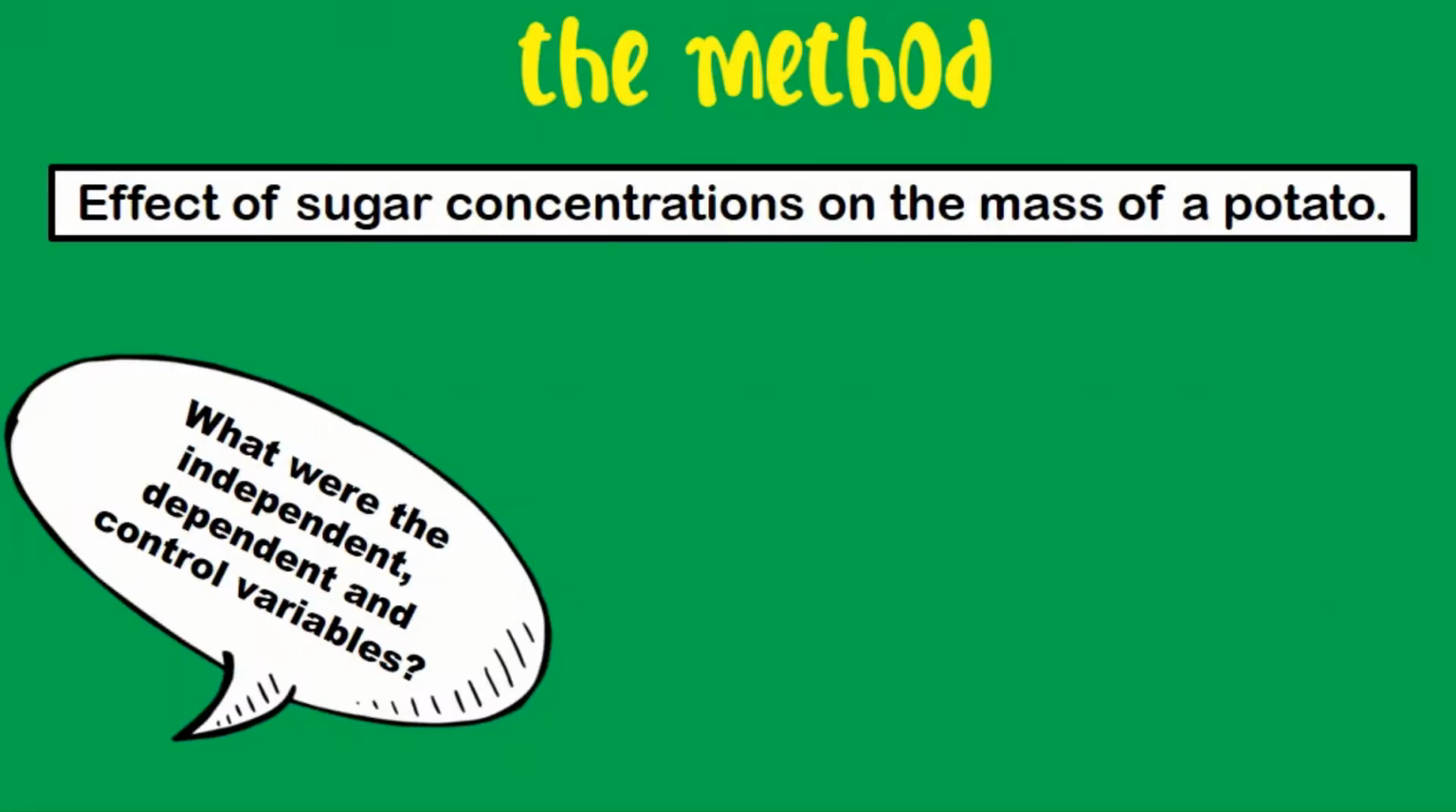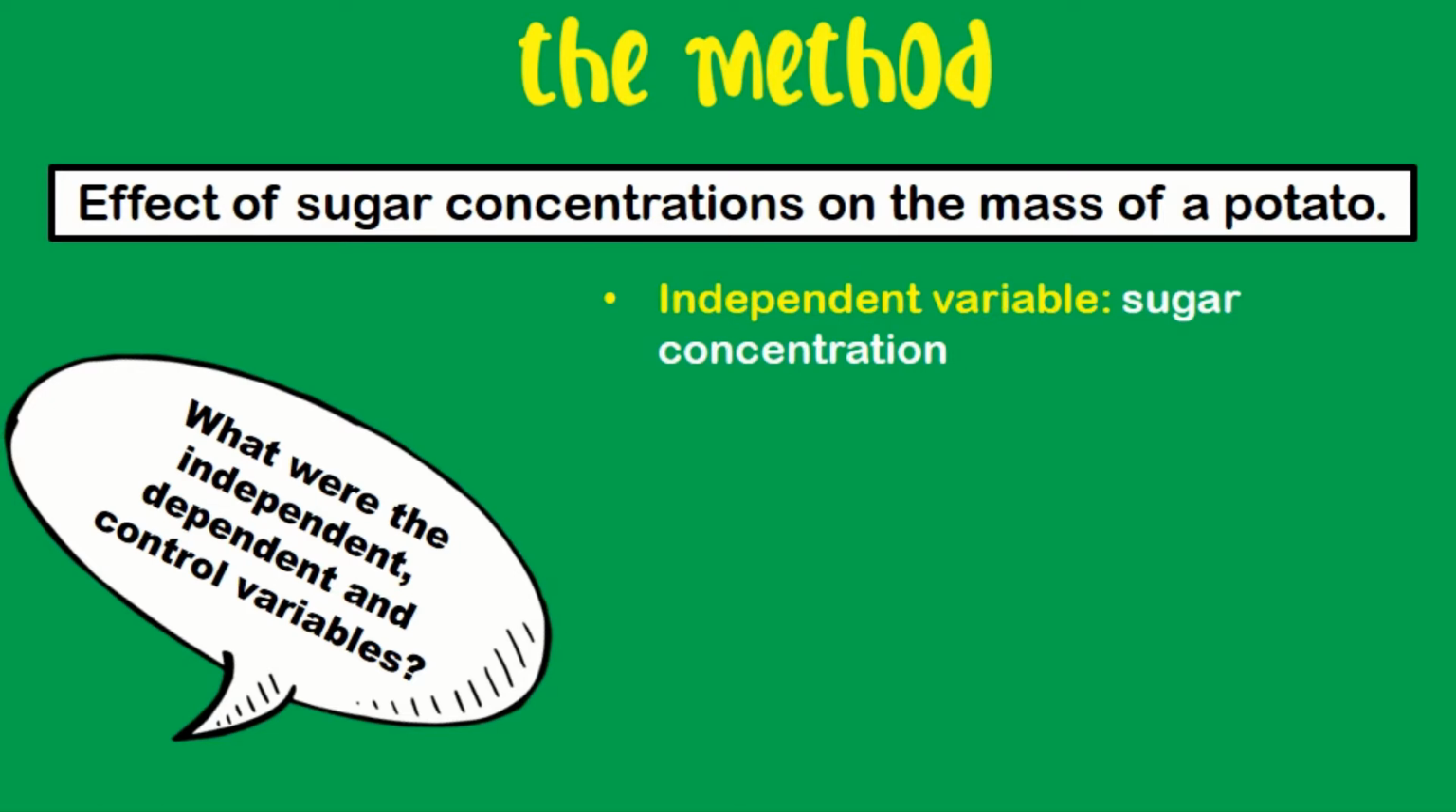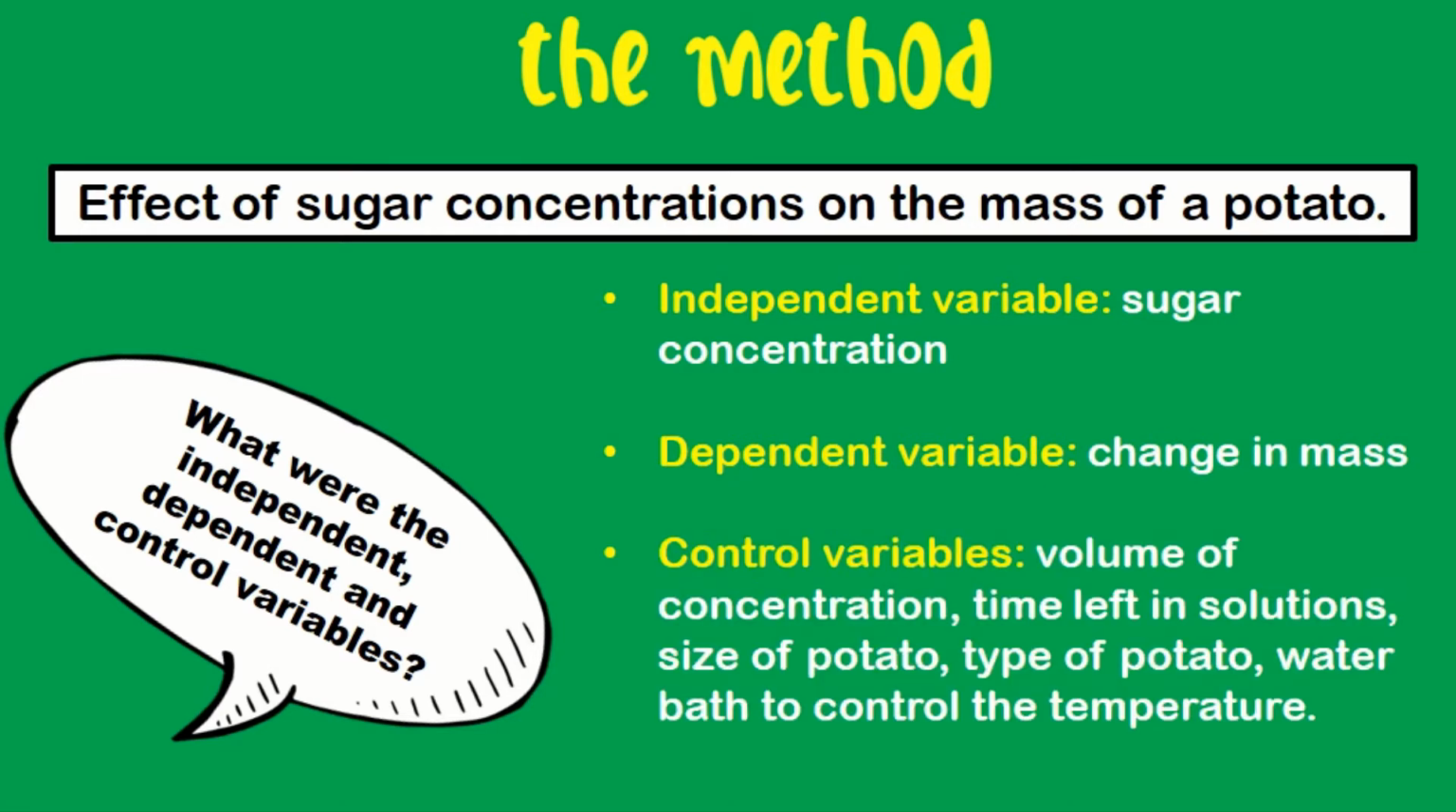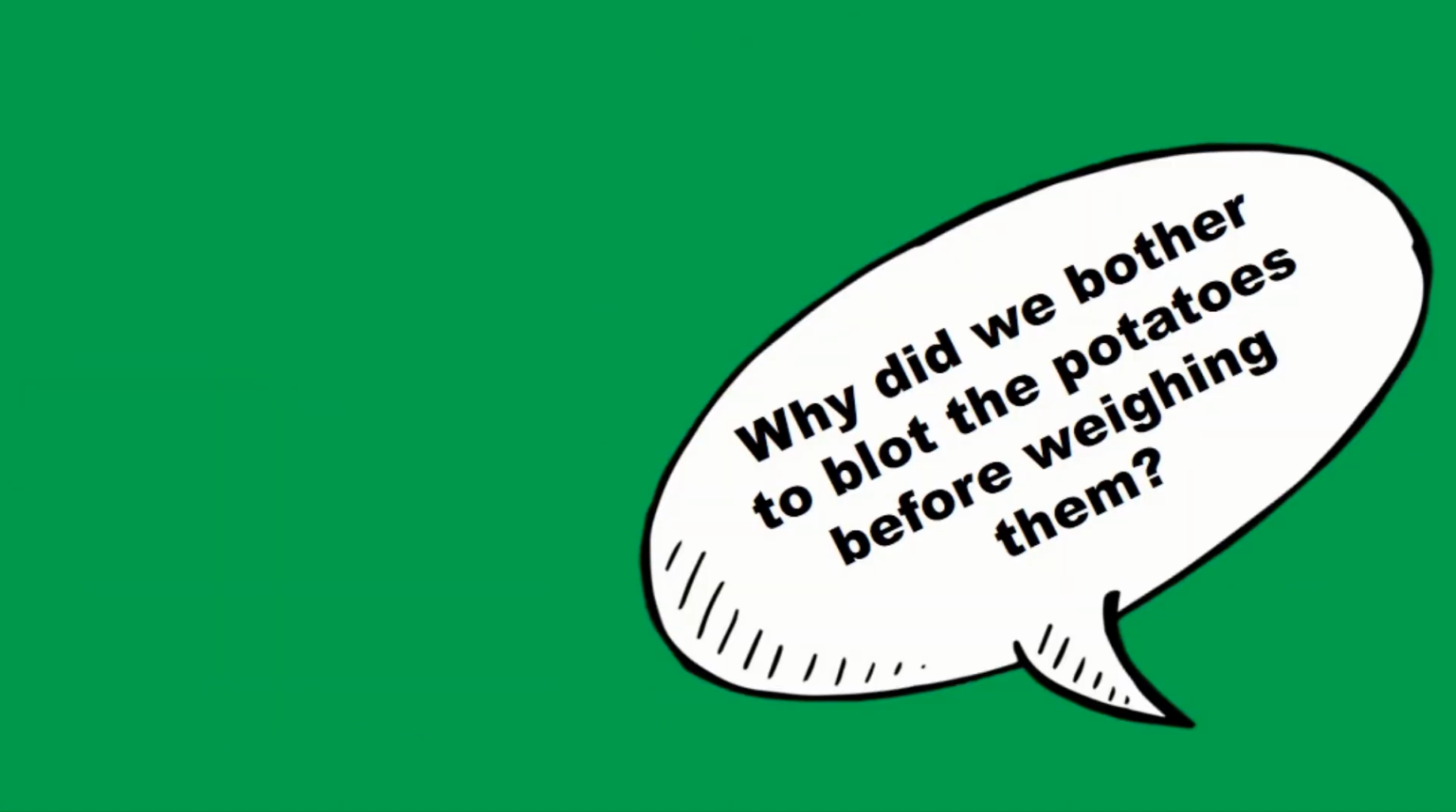Now you could be asked certain things about it. So one of the more common questions are what are the different variables. The independent variable will be the concentration of the sugar. The dependent variable is the change in mass, that's what we're measuring each time. And the control variables are anything you have to keep the same. For example, the volume of each concentration, the size or type of potato. I could even use a water bath to make sure the temperature of each one stays the same.